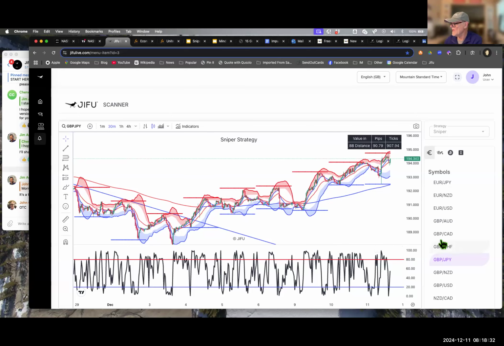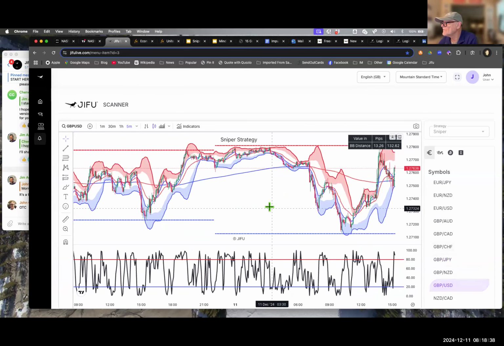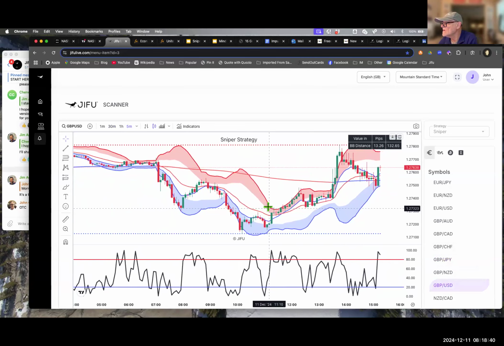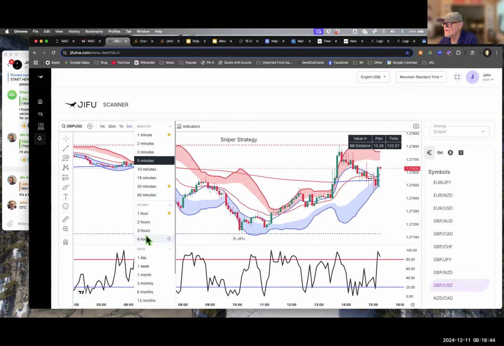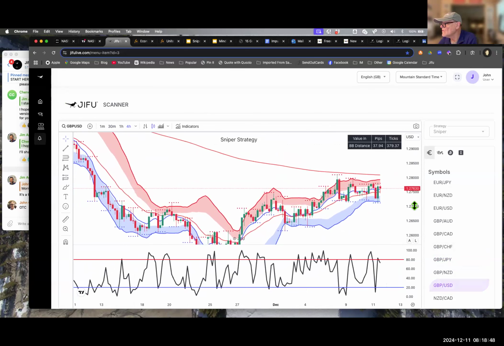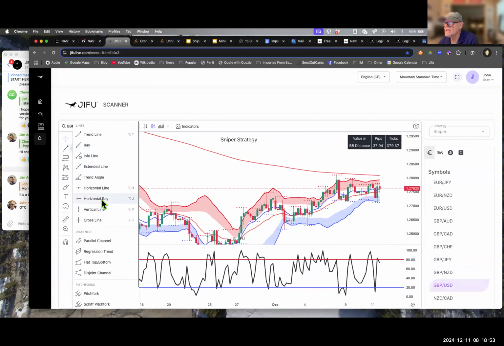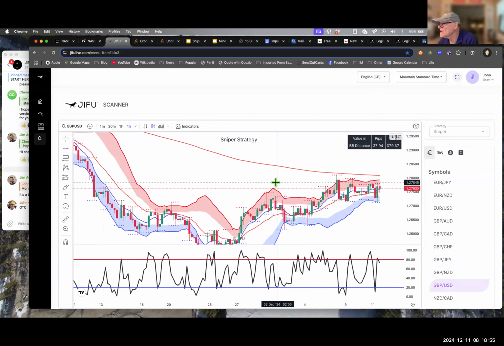Okay, JPY. Let's go to GBP USD. Same thing again. Go to the 4-hour. Have a look at where your ranges are here. We can see a horizontal line. Let's grab that.